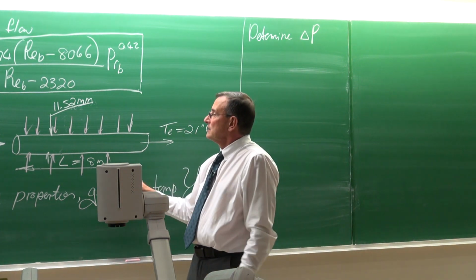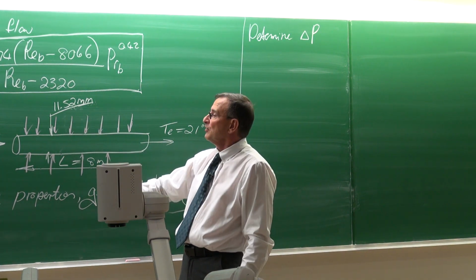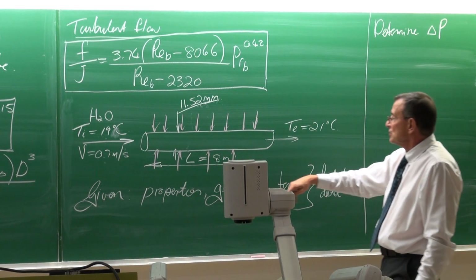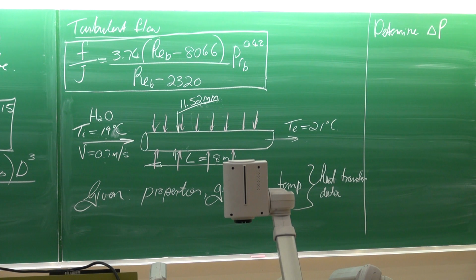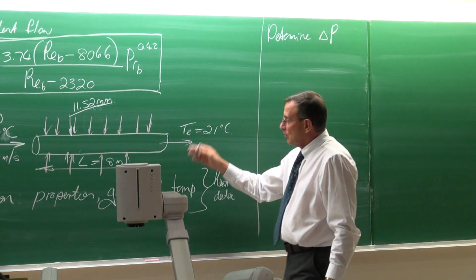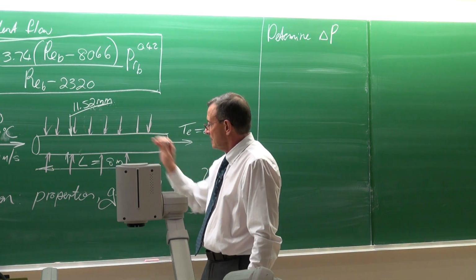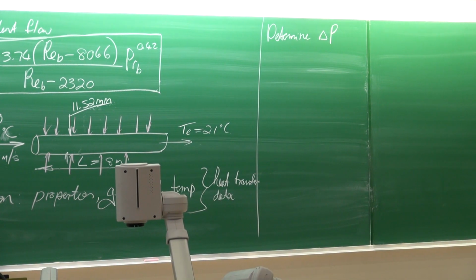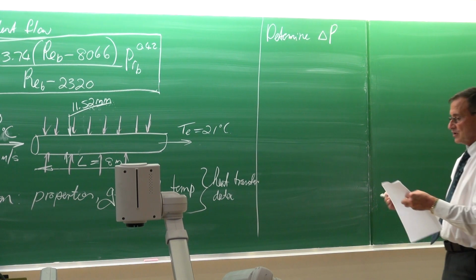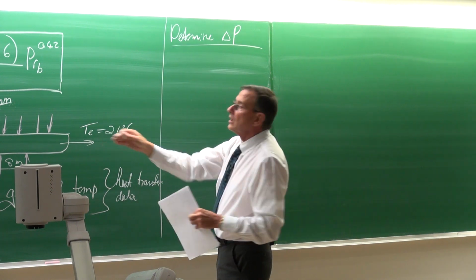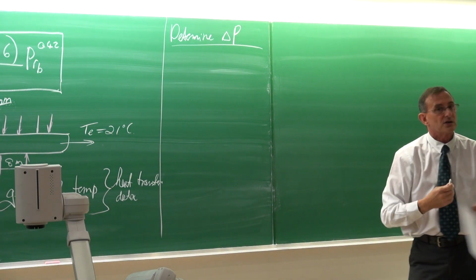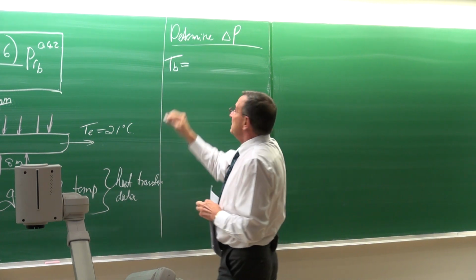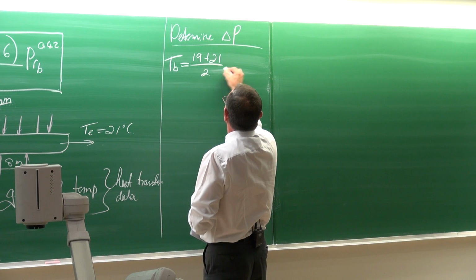A tube length 8 meters, internal diameter 11.52 millimeters, water flows in it at 19 degrees Celsius, a velocity of 0.7 meters per second, average velocity, and the outlet temperature is 21 degrees Celsius. So all that has been given are the geometry details, the length and the diameter, the temperatures, the velocities and stuff like that, and the properties. And the question is, determine the pressure drop of this tube. Why would that be important? Because we need to know what the size must be of the pump that we must connect to this heat exchanger.